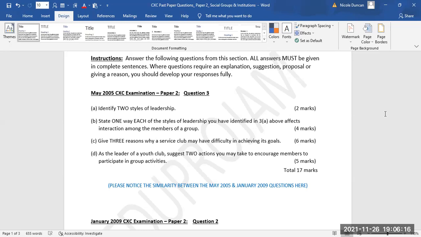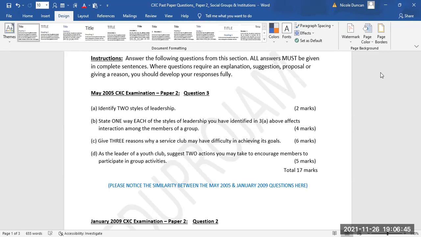All right, competition or rivalry among members internally too can be a distraction to members. So instead of working together to do their various tasks or whatever they are delegated to do, they may be working against each other or throw up their hands in terms of not wanting to do anything. There we would have gotten 3 reasons why a service club may have difficulty in actually achieving its goal.